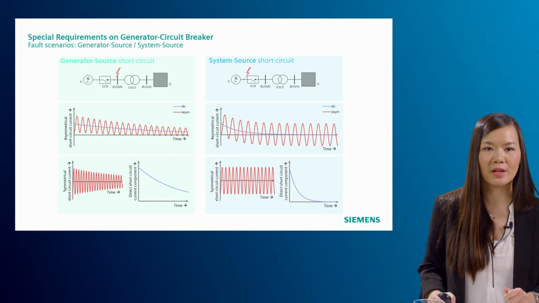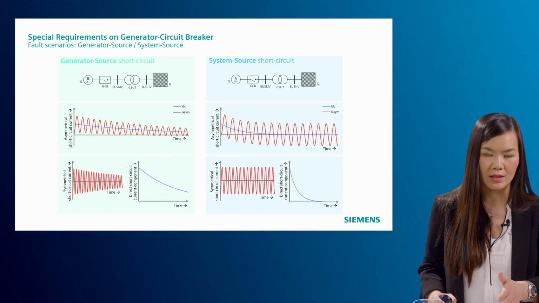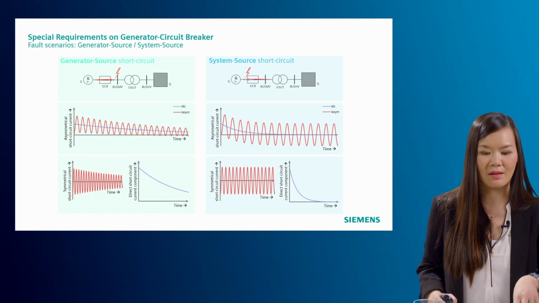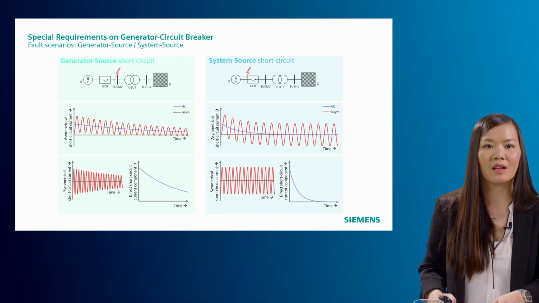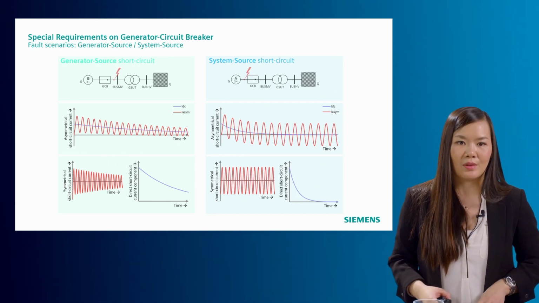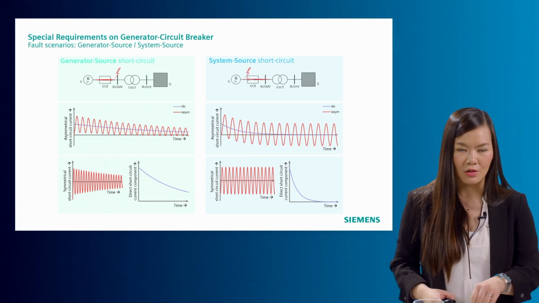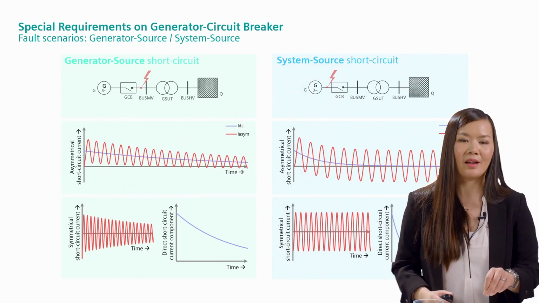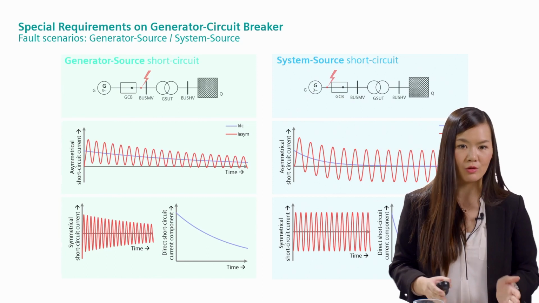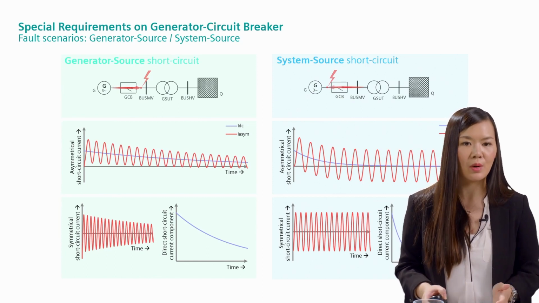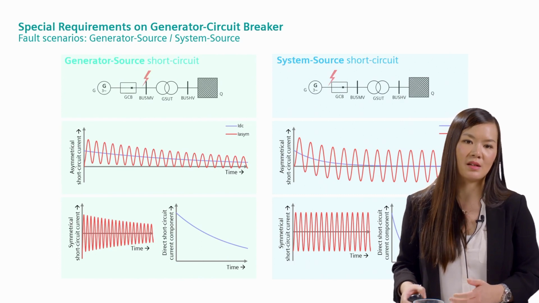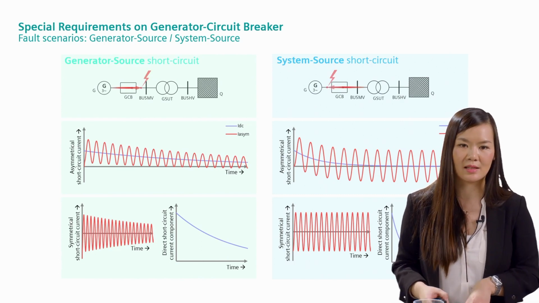We have the generator source short circuit. As you can see, the breaker is the same, and the set of generator and transformer is the same, but now the short circuit happens at the transformer side of the GCB. That is why the current across the circuit breaker is now fed by the generator. And as you can see, we have two components: the AC component, which is oscillating, and the decaying component, a direct current component, at the right-hand side.